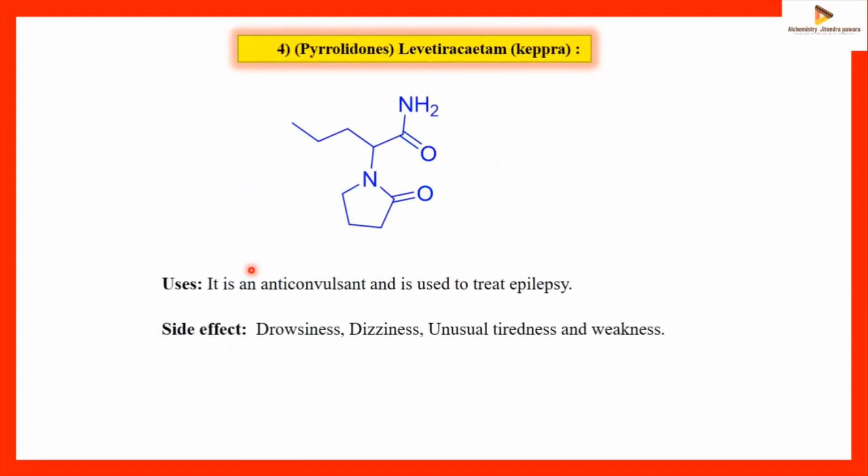Then the next class is pyrrolidone. Under this pyrrolidone class, we are going to take this example, that is levetiracetam, also called Keppra. These are pyrrolidone substituted. This ring is called pyrrolidine, and due to this carbonyl group, it is called pyrrolidone. These are pyrrolidone derivatives of substituted amide.